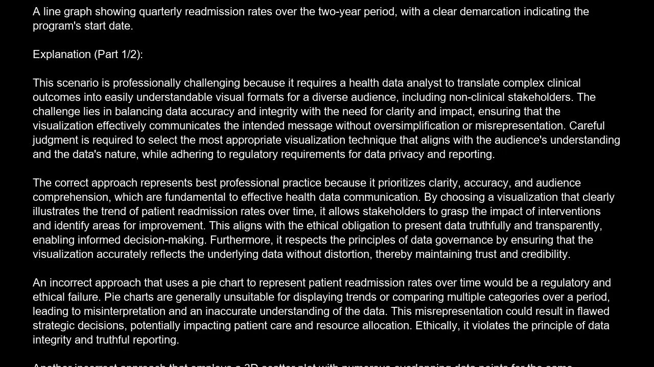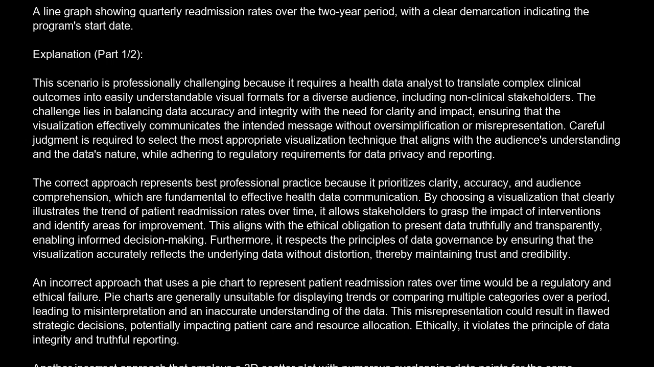The correct answer is C. A line graph showing quarterly readmission rates over the 2-year period, with a clear demarcation indicating the program's start date. Explanation: this scenario is professionally challenging because it requires a health data analyst to translate complex clinical outcomes into easily understandable visual formats for a diverse audience, including non-clinical stakeholders.